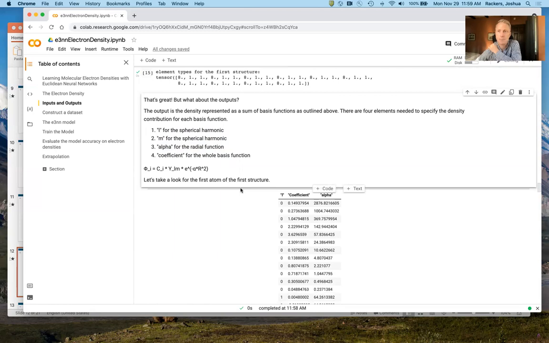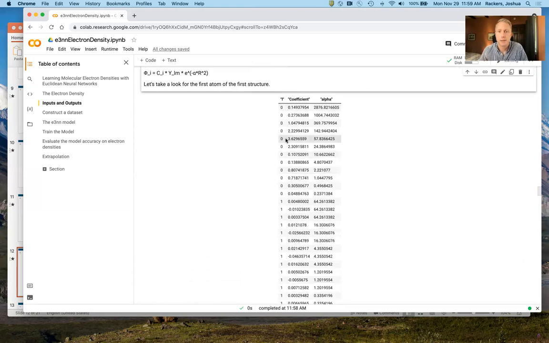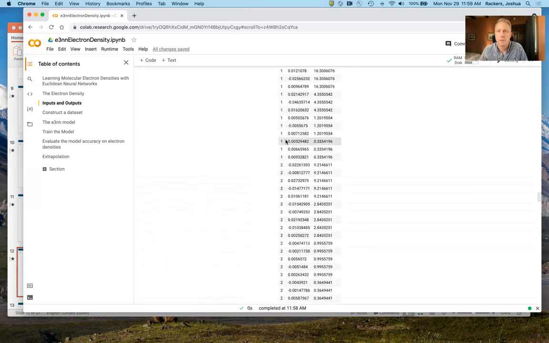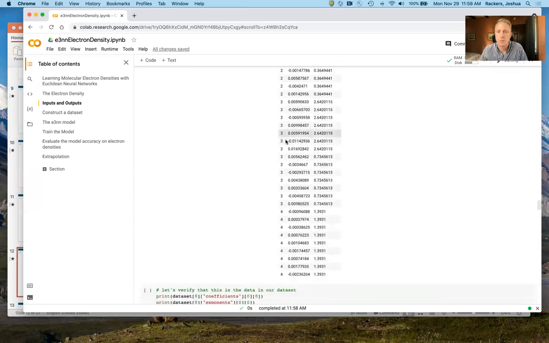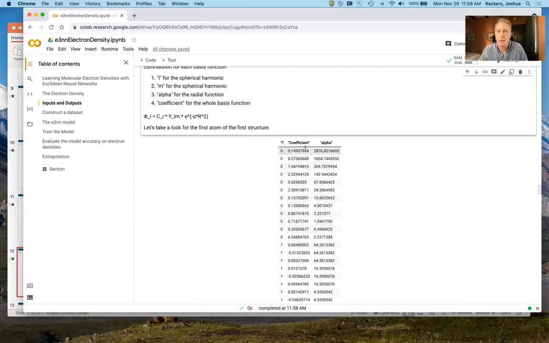This is the first atom, so an oxygen atom, in the first structure. And we have this table, and if I remember right, there are 70 different entries in this table. Each entry in this table is a different basis function. There's L, there's alpha, and there's the coefficient. I'll talk about M in a second.